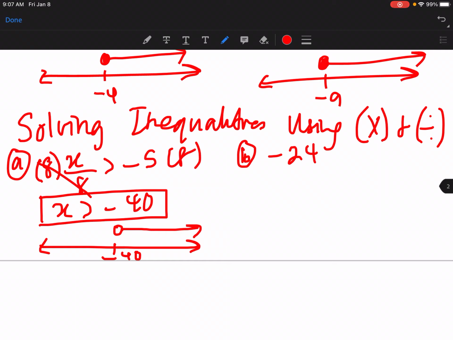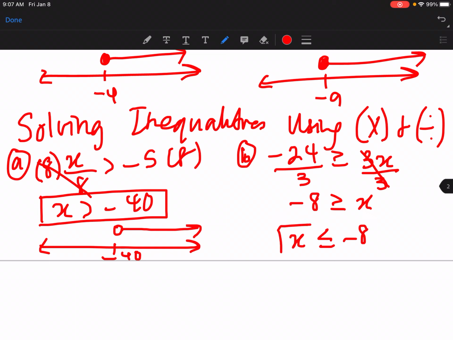For letter B, what if I have negative 24 is greater than or equal to 3x? This time I have 3 times x, therefore I will need to divide both sides by 3 to get my x by itself. Negative 24 divided by 3 is negative 8, greater than or equal to x. Again, I'm going to rewrite this as x is less than or equal to negative 8.